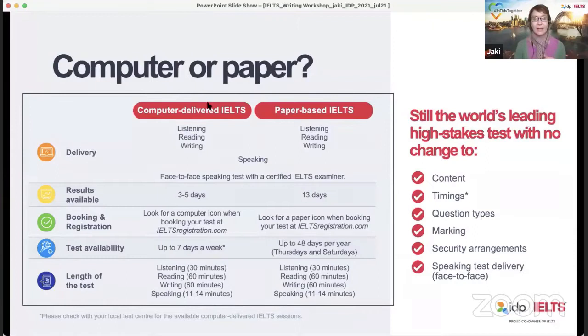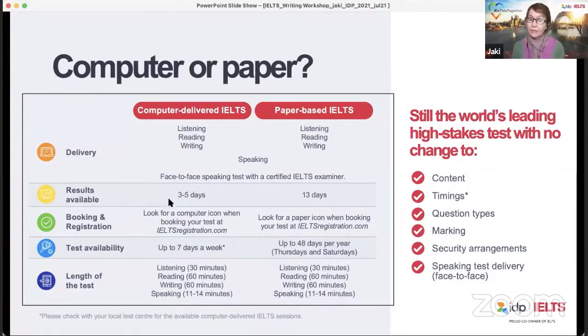Now, I'm curious, if you don't know yet, it's fine, but which one are you thinking of doing, computer delivered or paper-based? So in some countries, they're not offering both, but in many places they are. So I see Daniel says paper, Gail says paper, computer, paper. So I see a mixture. Now, that's the same test. So the content is exactly the same, but the differences come in how you do it.